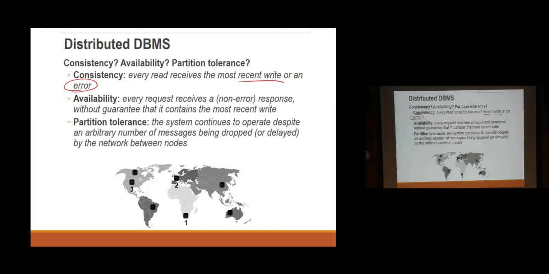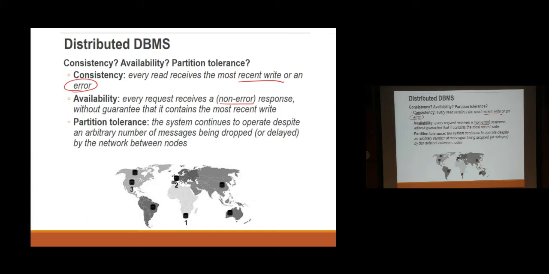The second one is availability. Now this one, you don't care whether it is the most recent one. You just want to have a non-error. If you combine consistency and availability, that means you must have the most recent write without an error.